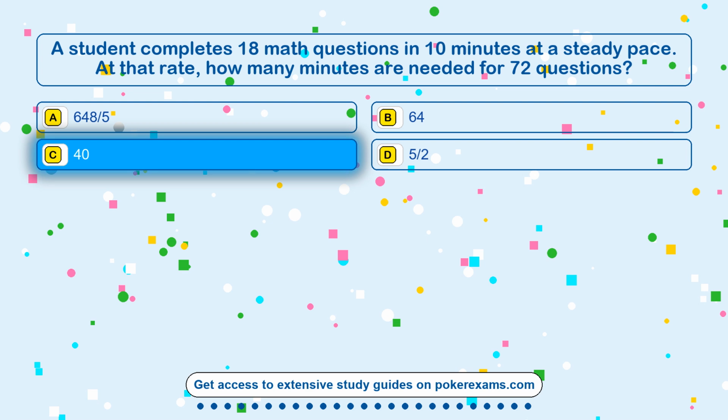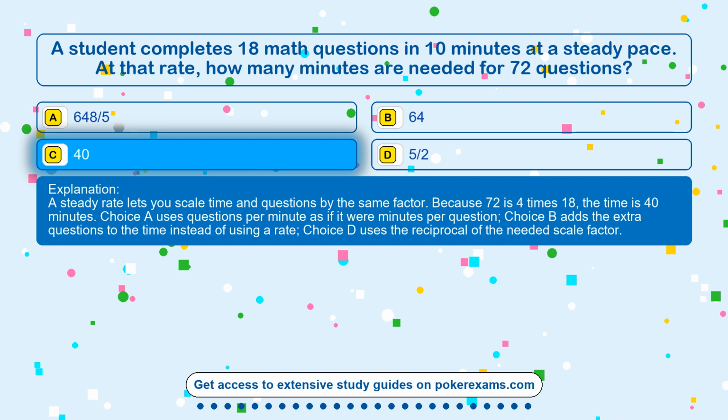The correct answer is option C, 40. A steady rate lets you scale time and questions by the same factor. Because 72 is 4 times 18, the time is 40 minutes. Choice A uses questions per minute as if it were minutes per question, Choice B adds the extra questions to the time instead of using a rate, Choice D uses the reciprocal of the needed scale factor.